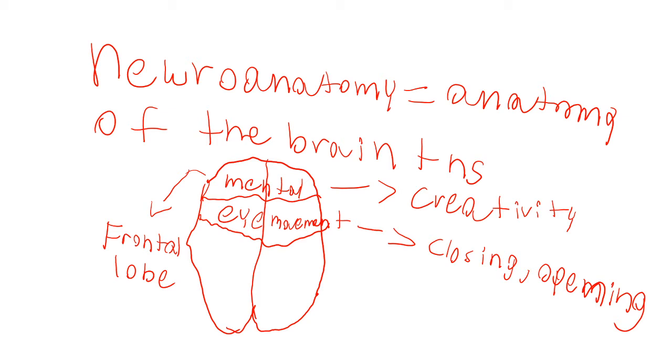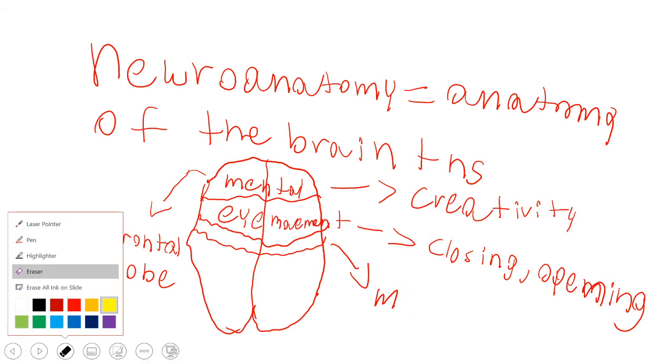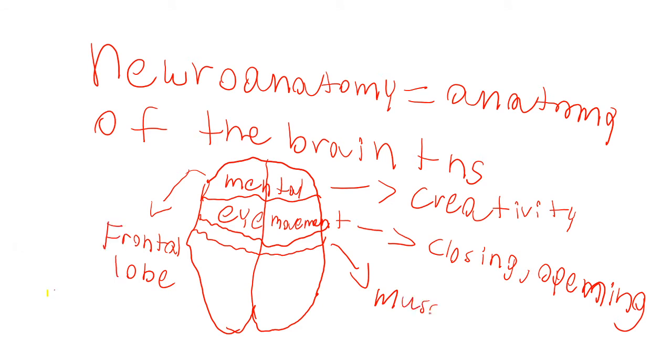And over here we have the area where most of your motor skills are developed, the motor function area of the brain, which is just muscle movement and initiation of muscles. So muscle movement happens over here.